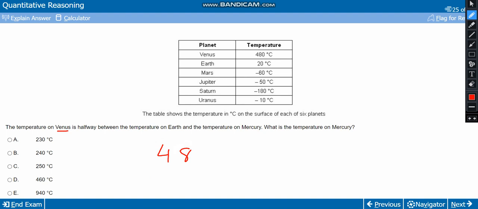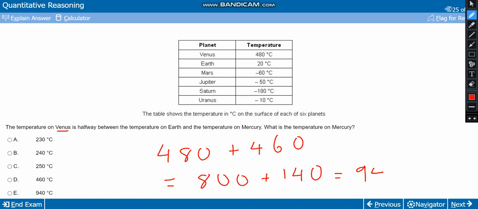480 plus 460 is equal to, well, 400 plus 400 is equal to 800. And 80 plus 60 is equal to 140, and that gives us 940. Therefore, our answer is E.